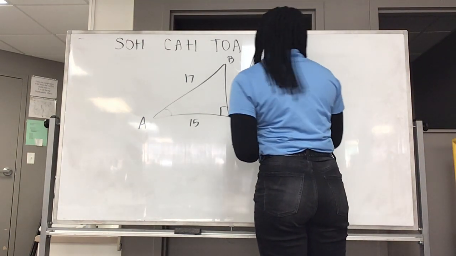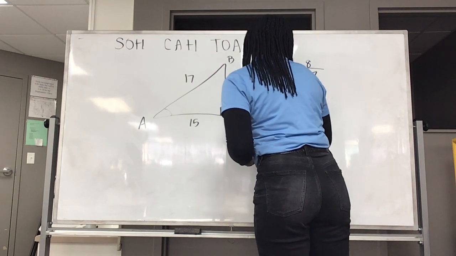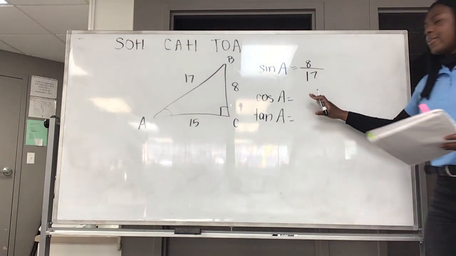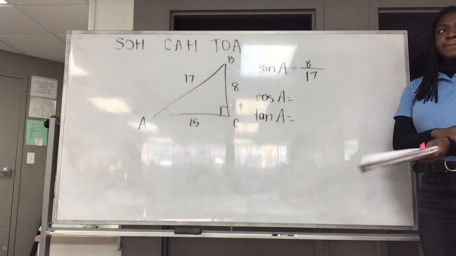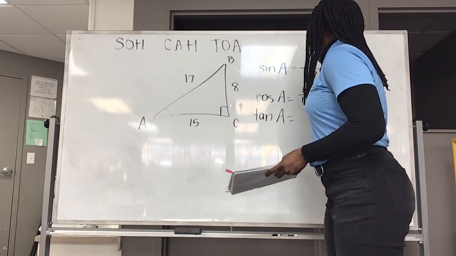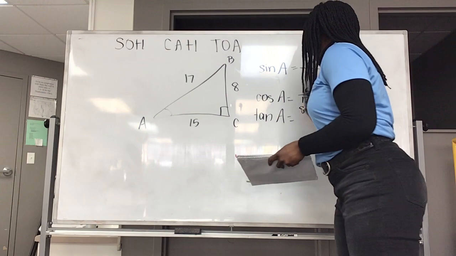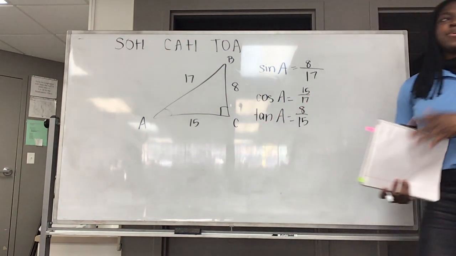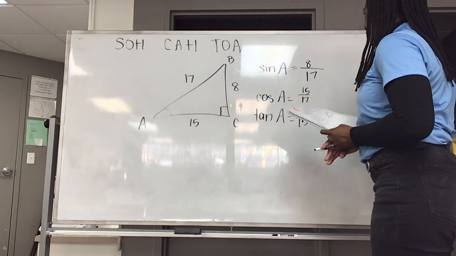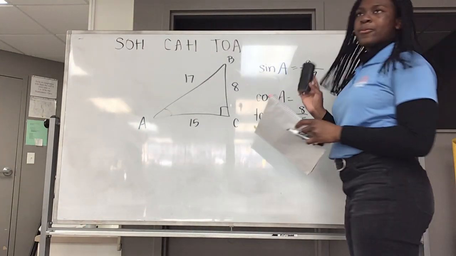Okay, we're going to do cosine and tangent of A. Do you guys know what cosine of A would be? 15 over 17. Yep. And then what about tangent of A? Okay, so pretty simple. You don't have to do any math, just make fractions. Okay, let's do one more example.